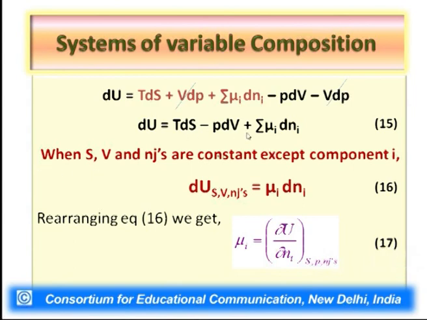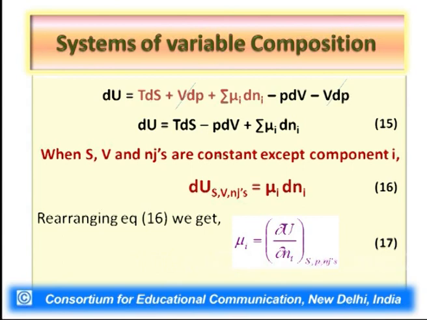So, now in this equation 15, if we keep entropy, volume and nj's, the number of moles of all other chemical constituents except component i, or component number 2 could be i, then in this situation all the terms in the equation become 0 except for mu i dni. So, dU under the condition of constant entropy, volume and nj's equals mu i dni. Now, we can rearrange this equation 16 in a way that we divide equation 16 by dni.